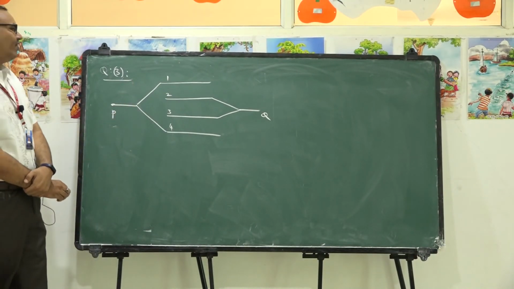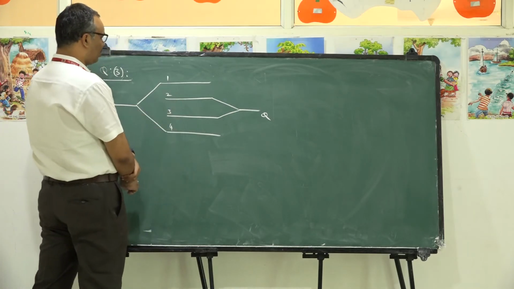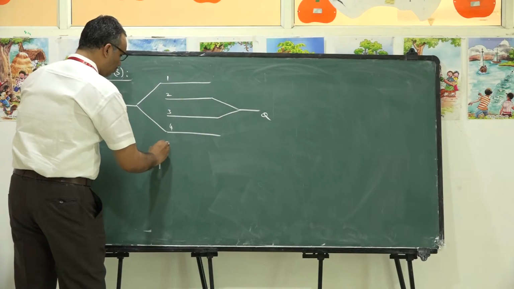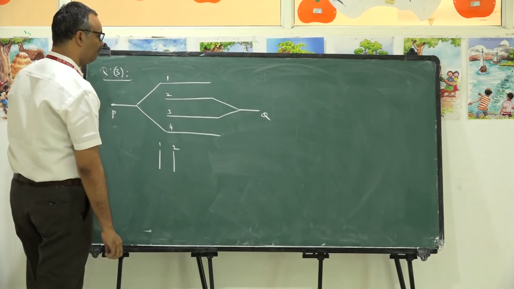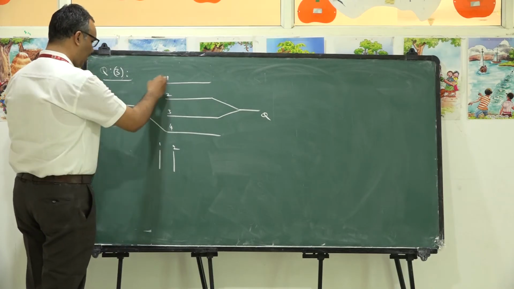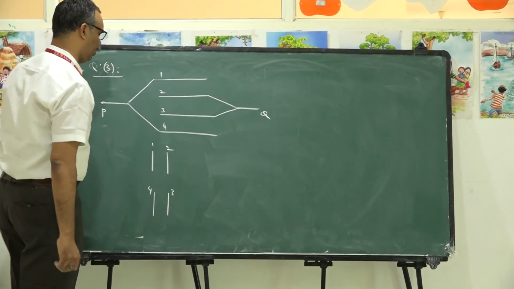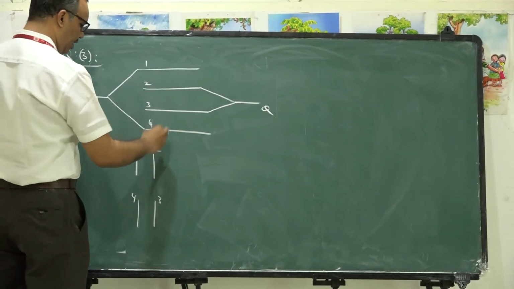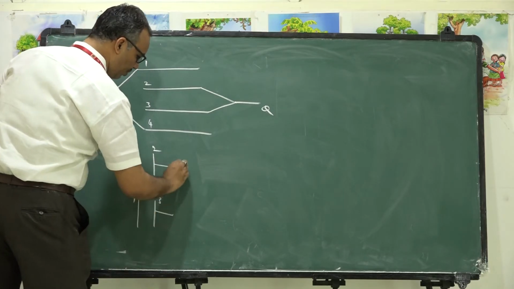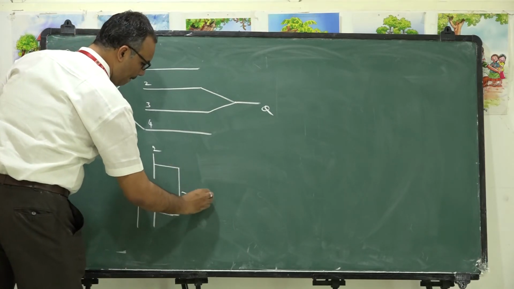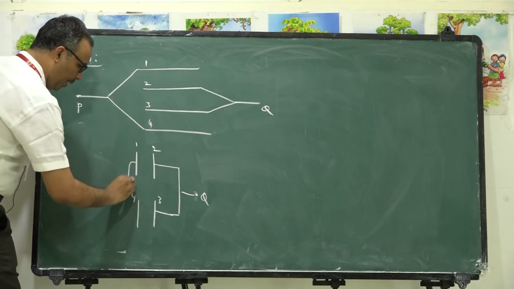How to get the effective capacitance? 2, 3 is not acting as a capacitor, we only have 1, 2 and 3, 4. 1 is attached with 4, so I may draw 4 here. 3, 4. So 2 and 3 were attached to Q. 1, 4 were attached to P.